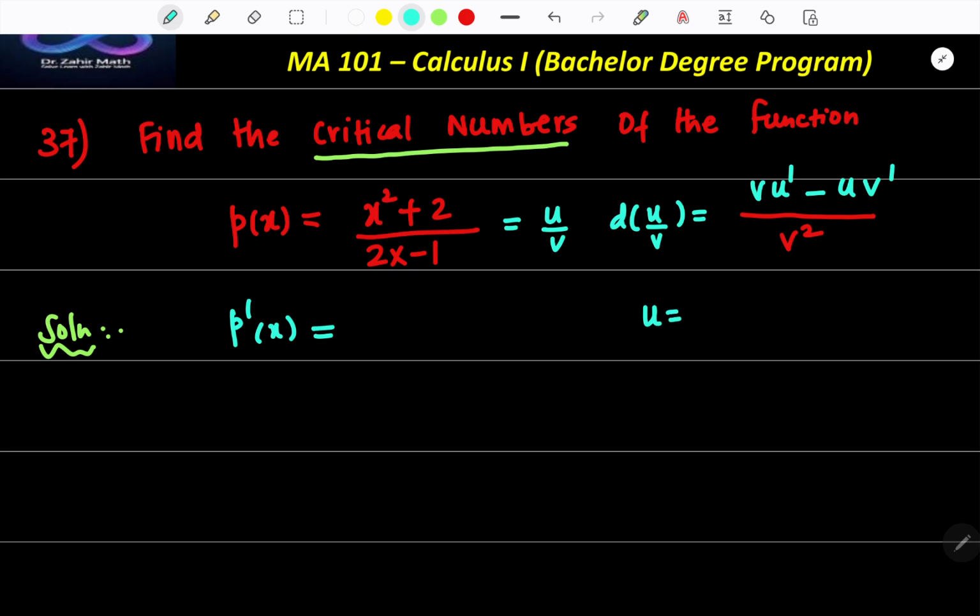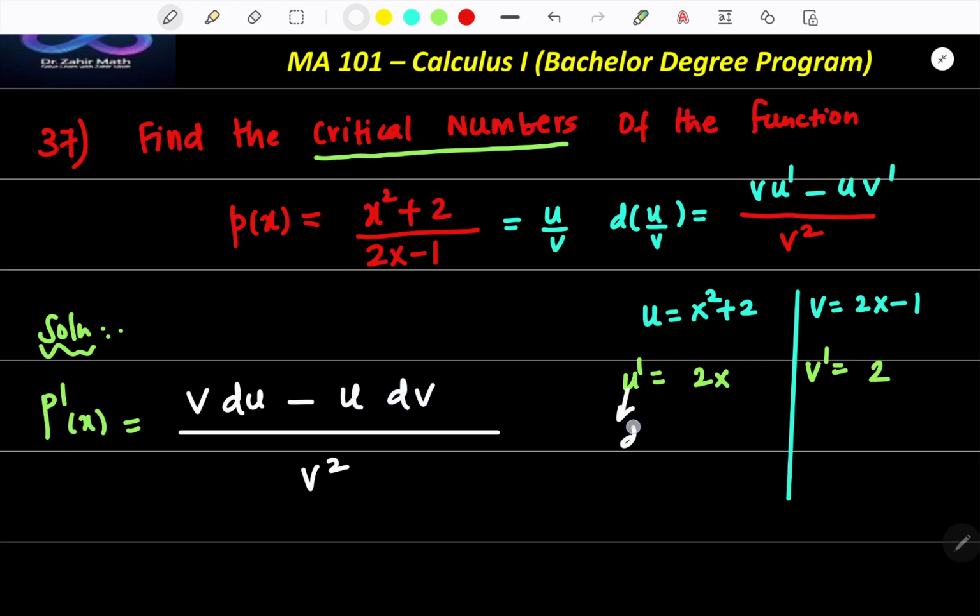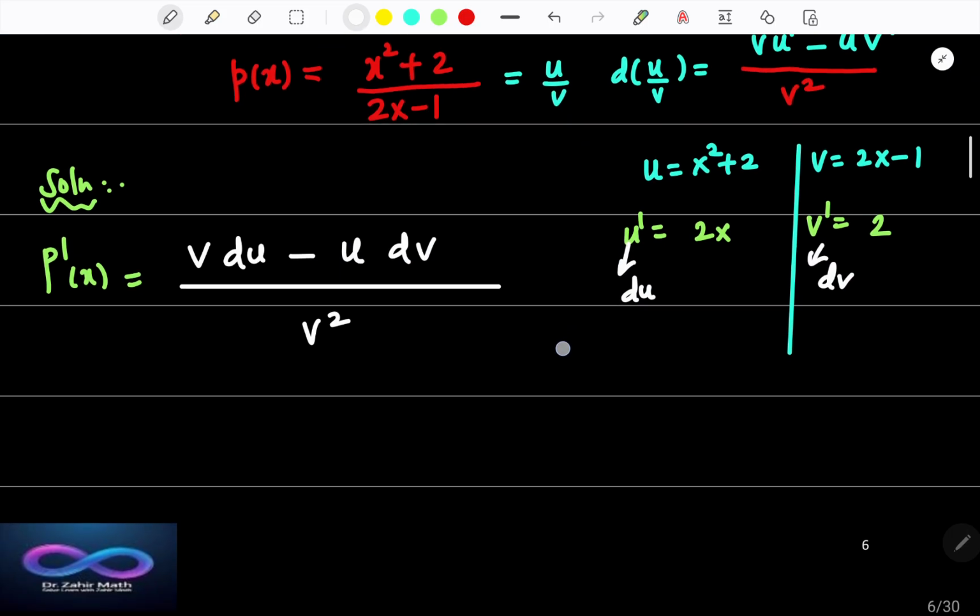So let us find u is equal to x square plus 2 and v is equal to 2x minus 1. I'm going to take the derivative. du, or u dash, you can use whatever you like. u dash is 2x, v dash is 2, right? So now I'm going to take the formula. The formula, I will write it, p dash of x equals, v into du minus u into dv over v square. So u dash is du, v dash is dv. If you want, you can use it.